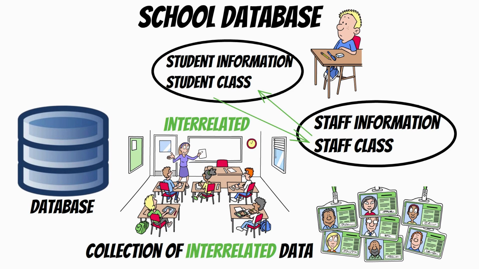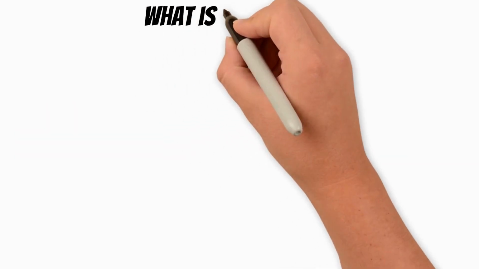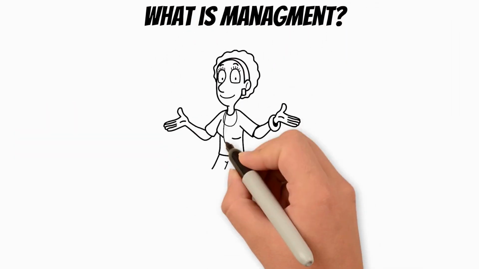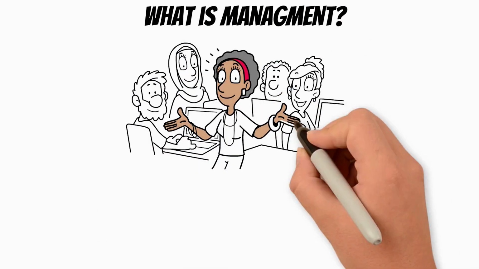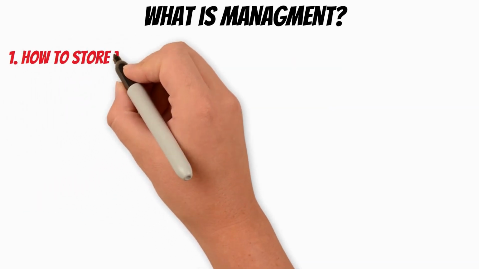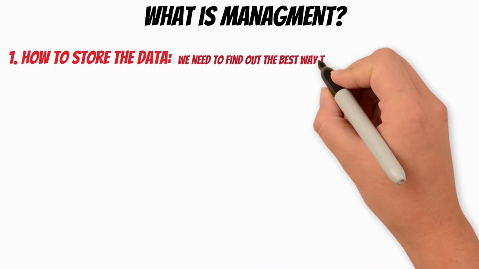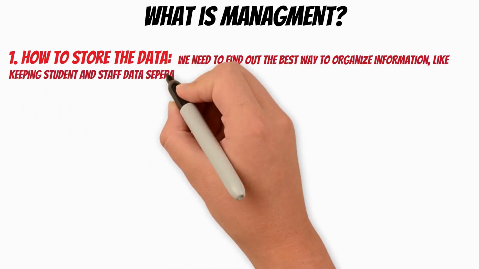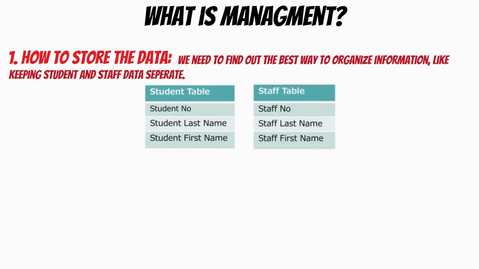Now, let's talk about what management means. Think about a manager, someone who makes sure things are going well. In our case of databases, here's what we need to manage. 1. How to store the data. We need to figure out the best way to organize information, like keeping student and staff data separate.